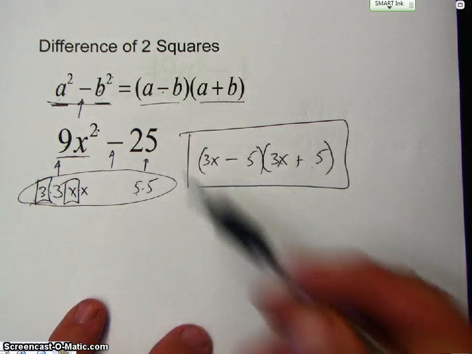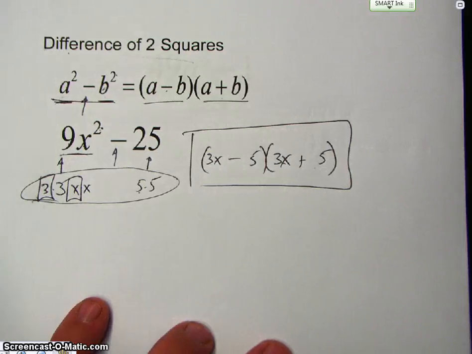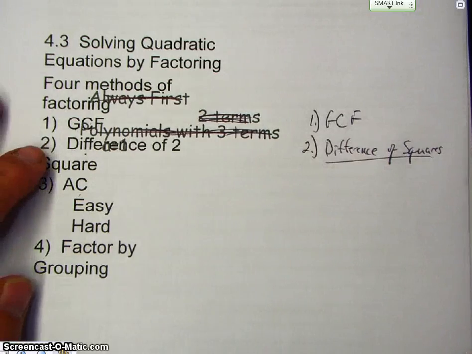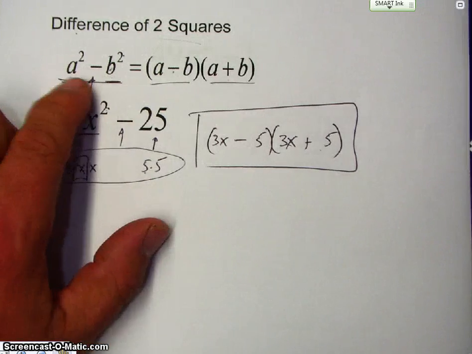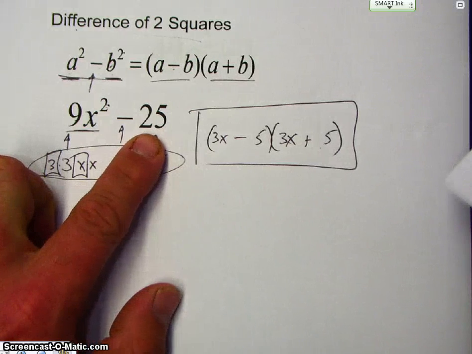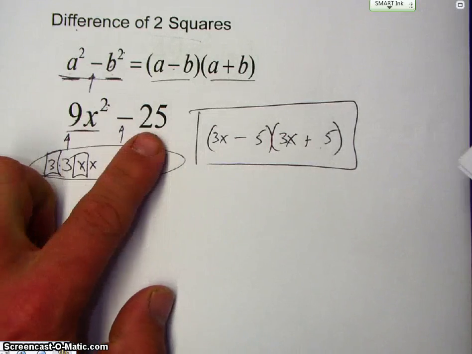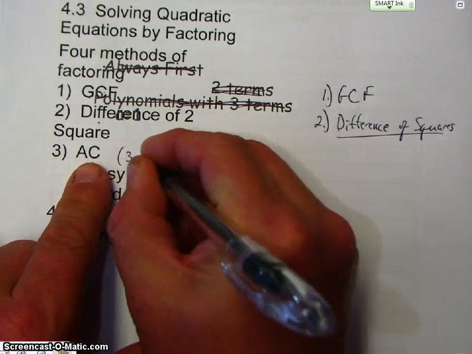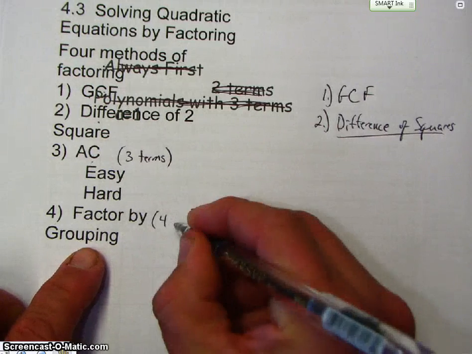The key to this is figuring out: is it difference of squares? All right? Because when you're factoring using these steps, if you notice, excuse me, how many terms is that? It's only 2 terms. So I can't use the AC method, whether it's easy or hard, because there's only 2 terms. It has to be 3 terms in order to use this method. Factor by grouping, you need to have 4 terms.